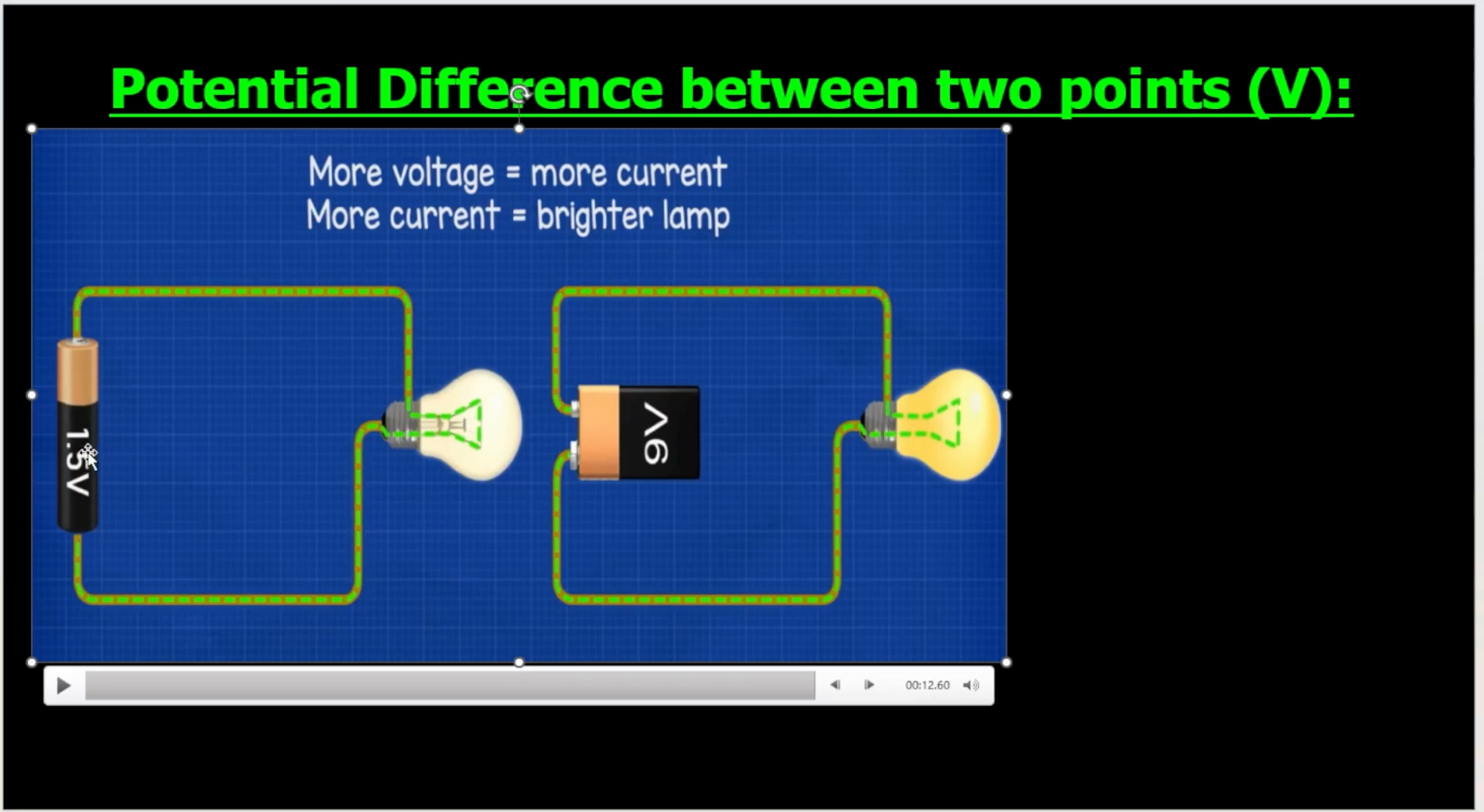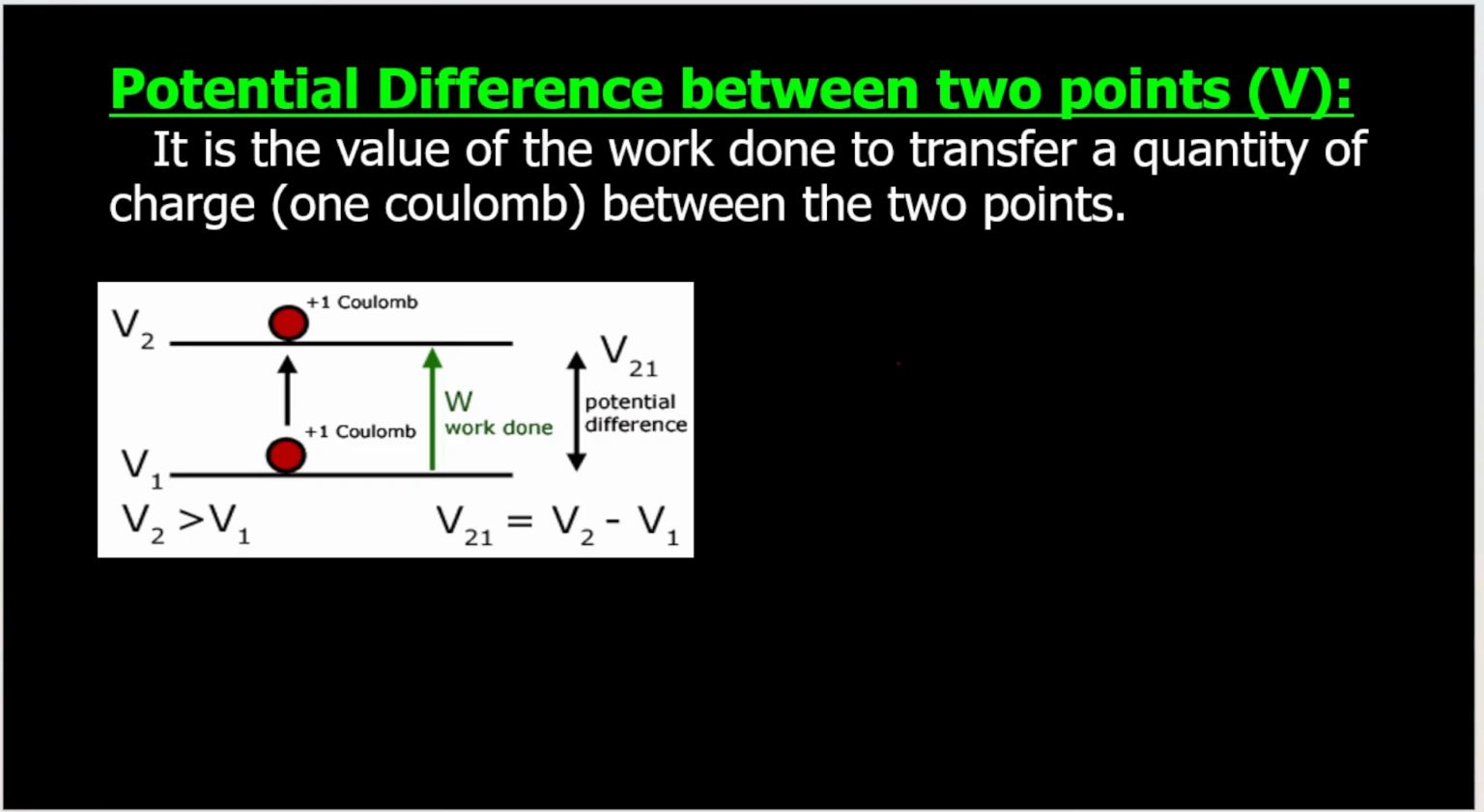So this battery is making this terminal have a potential more than this terminal by 1.5 volts. But this battery is giving this terminal a potential more than this terminal by 9 volts. This is what's called potential difference. So what's meant by potential difference?